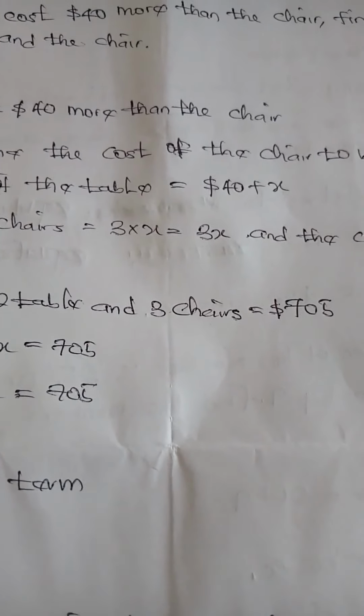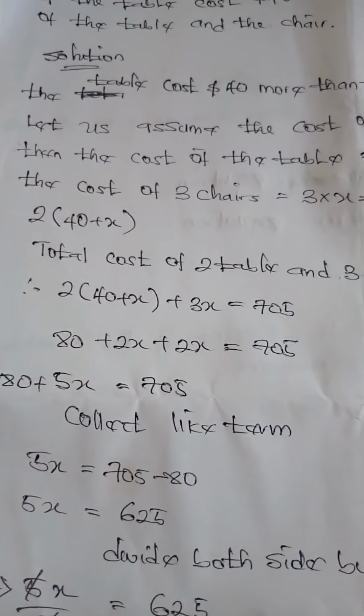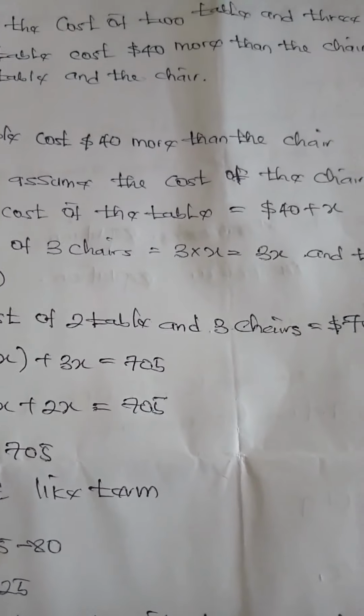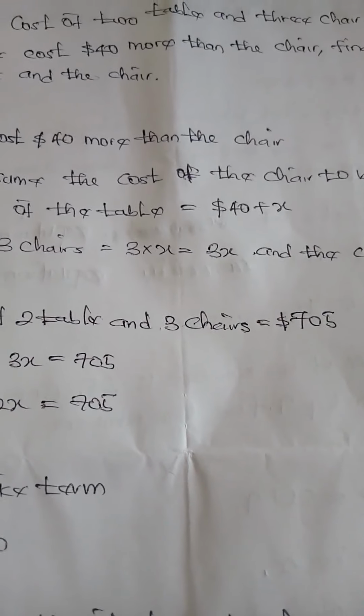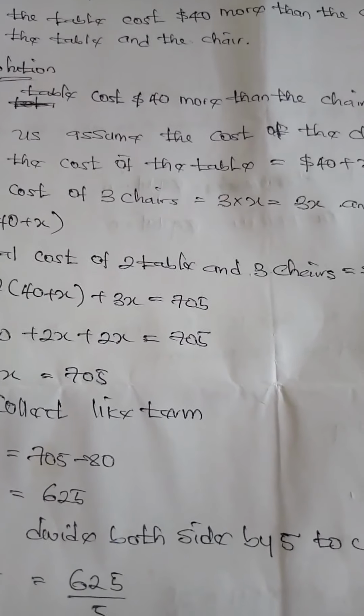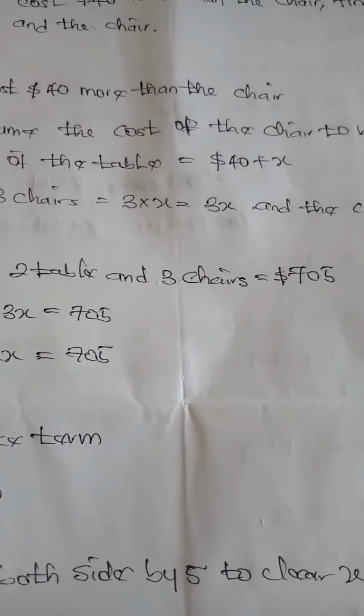Cost of the chair is what? 40 plus x. And the cost of the chairs will be 3 times x, because we said 3 chairs. So it will be 3 times what? 3 times x.